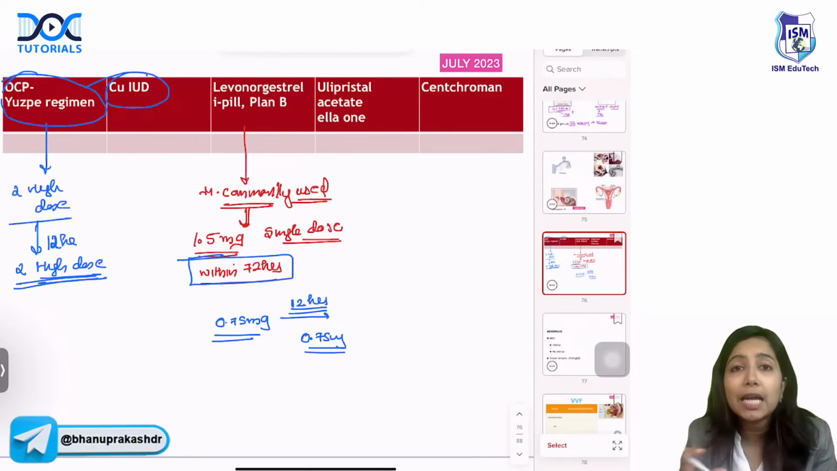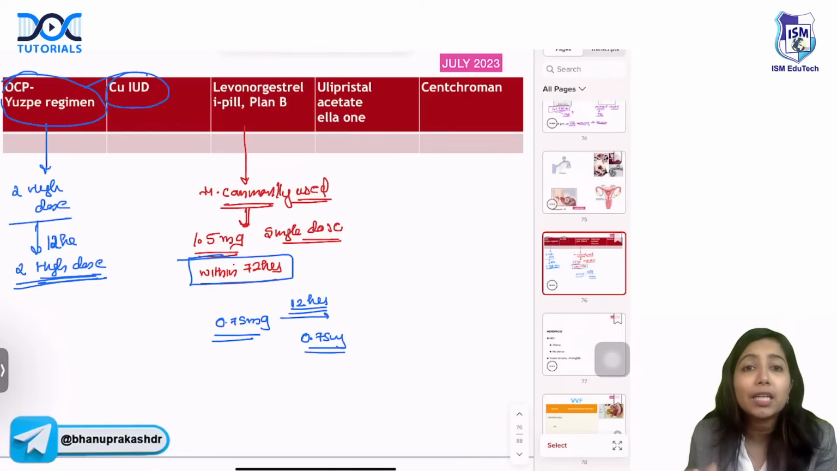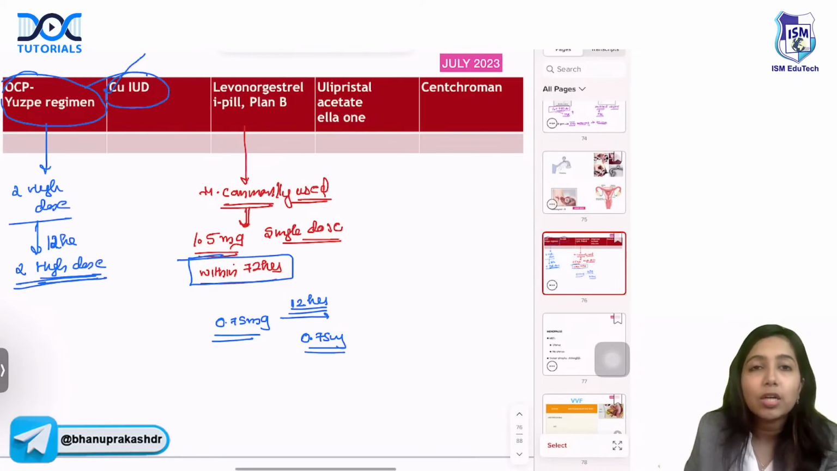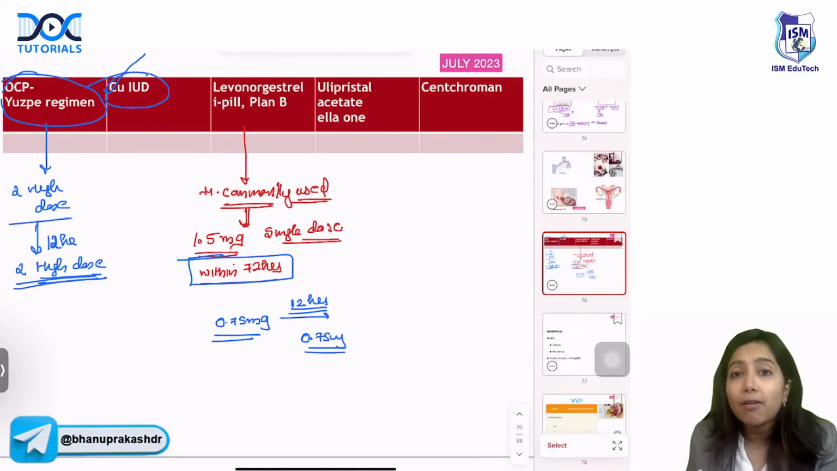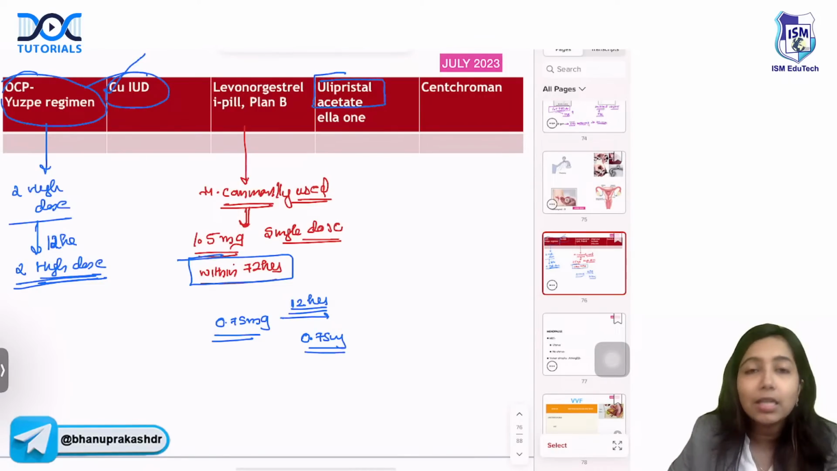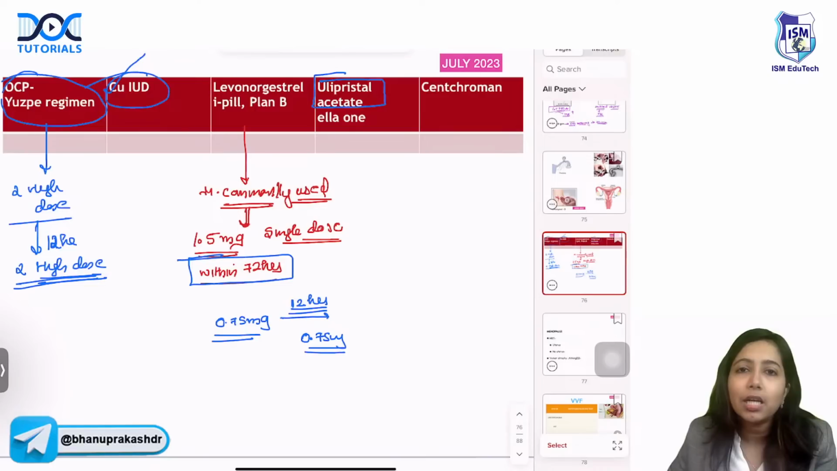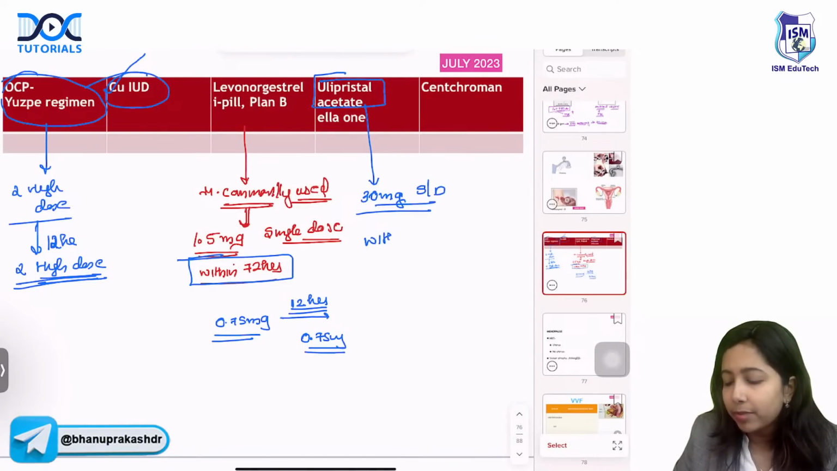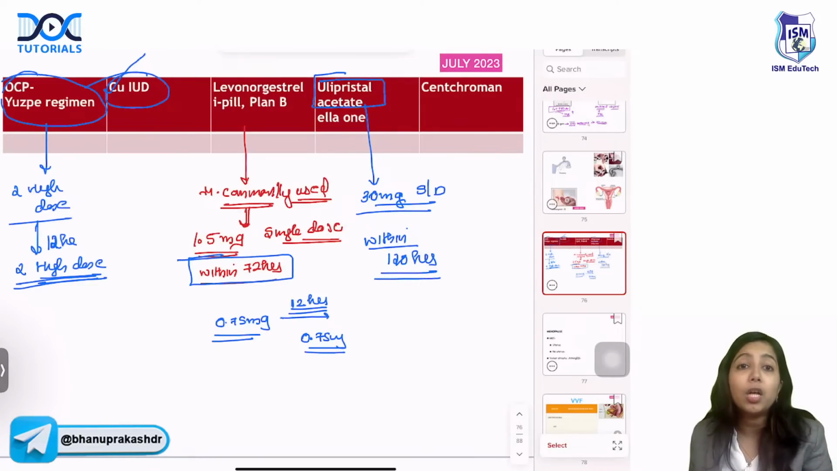So I want you to understand these names for an all-except question as well. What are the different types of emergency contraception? They can give you an all-except question. Levonorgestrel can be used. Copper containing intrauterine devices can be used. Ulipristal acetate can be used, and there is sencromen. This ulipristal acetate is usually given as a single dose. We give 30 milligram single dose, and it can be given within 120 hours of sexual intercourse.